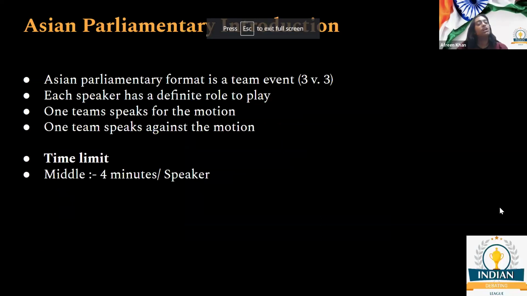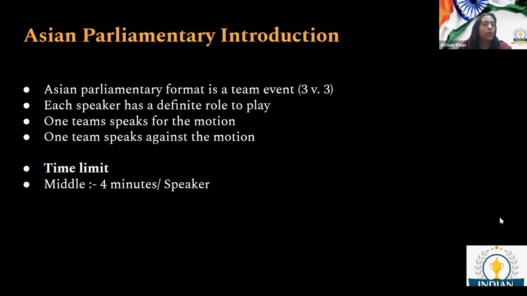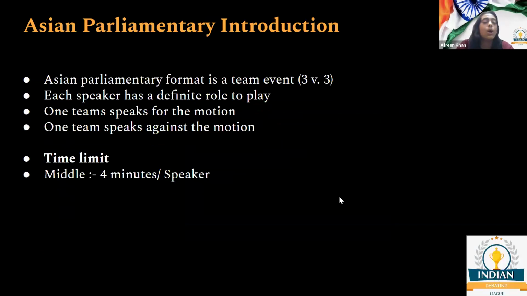So I think this is clear. APD is basically 3 versus 3, where each speaker has a definite role, and the roles I'm going to explain to you in a bit. The second one is that one team is supporting the motion, one team is opposing the motion, and you get 4 minutes per speaker.